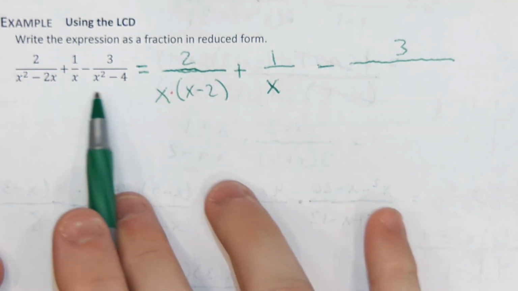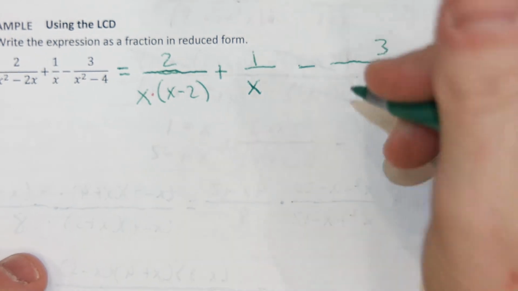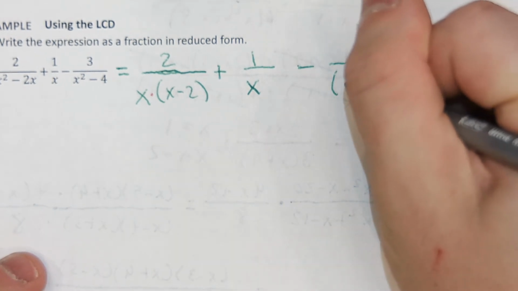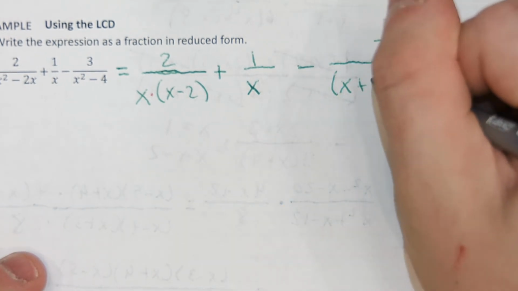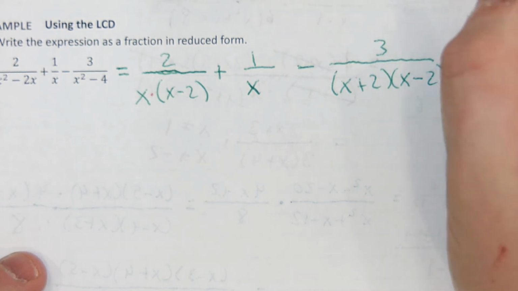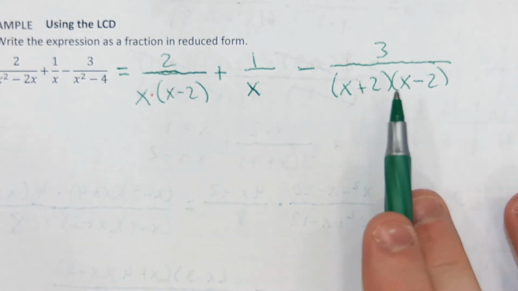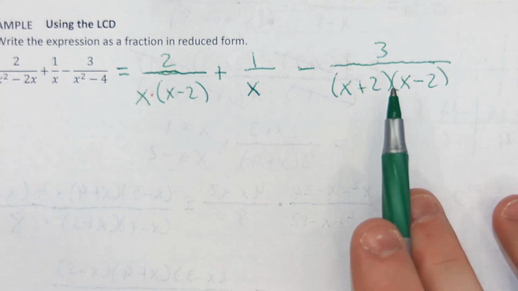Oh, look, a perfect square minus a perfect square. That is an a squared minus b squared situation, so it instantly factors to square root of the front plus square root of the back times square root of the front minus square root of the back. A product of two conjugates. And there we go. This denominator has two things in it as well.